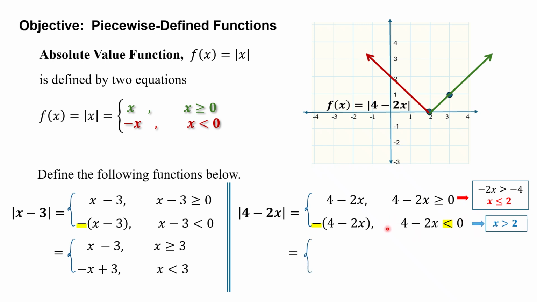So if we simplify, the first equation is 4 minus 2x, where x is less than or equal to 2. And then the other one is negative of 4 minus 2x, distributing the negative, so negative 4 plus 2x, where x is greater than 2. So as you can see here, the 0 of this function is at x equal to 2. So that is the boundary on these two equations.